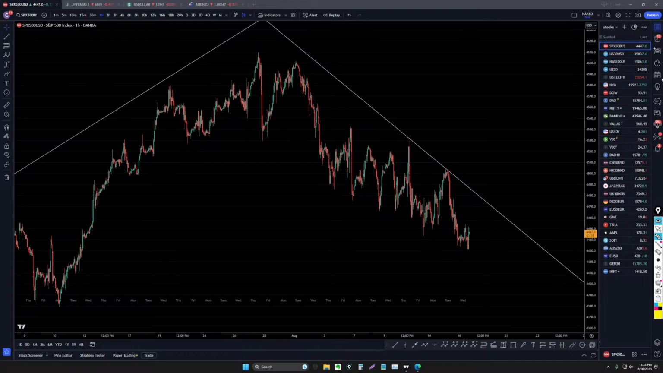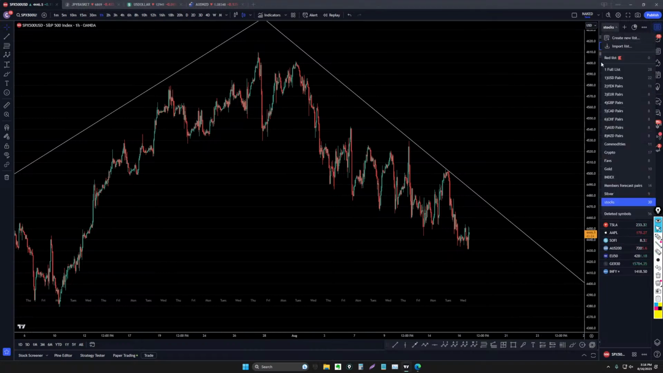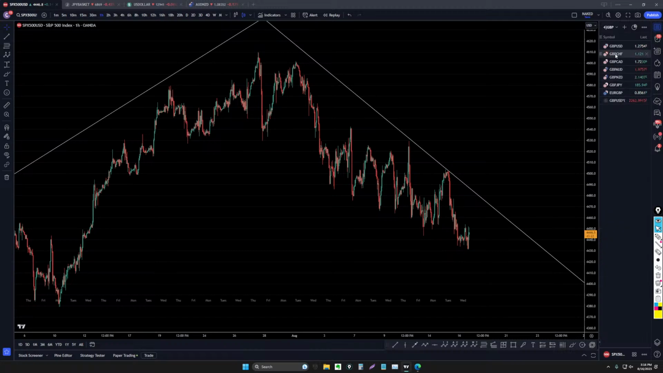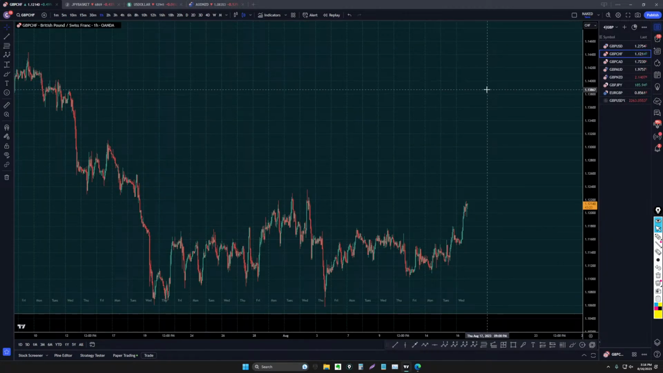So let's go look at some other Forex pairs, because I do have a pretty big list to get to today. So let's go look at the pound Swiss and the pound Aussie and a bunch of other things.